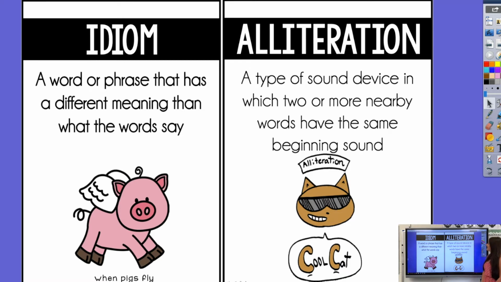Alliteration is a type of sound device in which two or more nearby words have the same beginning sound. So cool, cat. They both start with C. Make sure you're writing the examples down along with the definitions. Let's keep going.